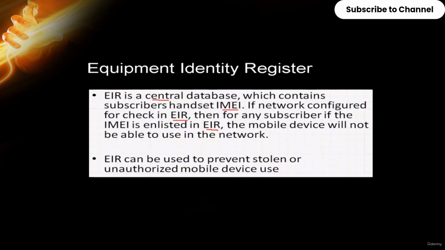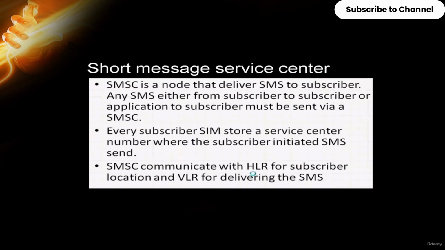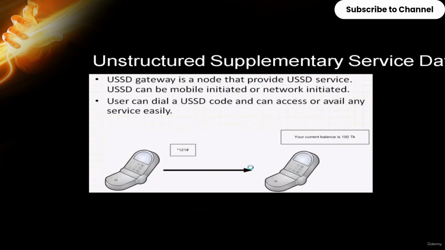Then this EIR, that is the equipment identity register, is used to prevent stolen or unauthorized mobile device use. So when somebody steals a mobile phone, with the help of this EIR and this IMEI, it is used to get the information. Then the short message service center. The short message service center is a node where the users are sending and receiving messages to each other. Then unstructured supplementary services: various types of pop-ups are coming each and every time, like many messages are coming. These are handled with the help of unstructured supplementary services.